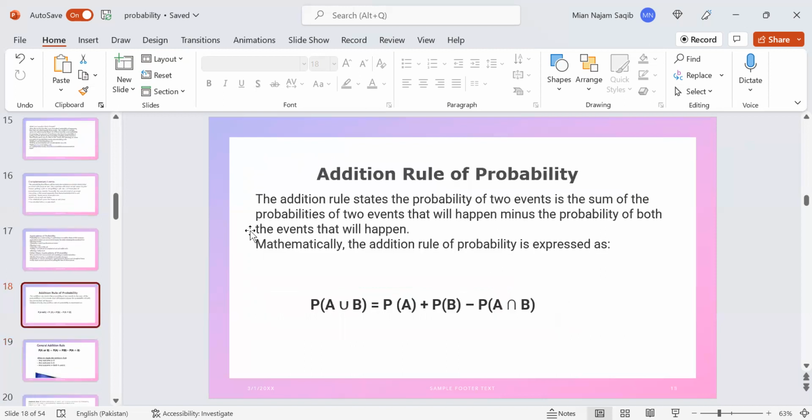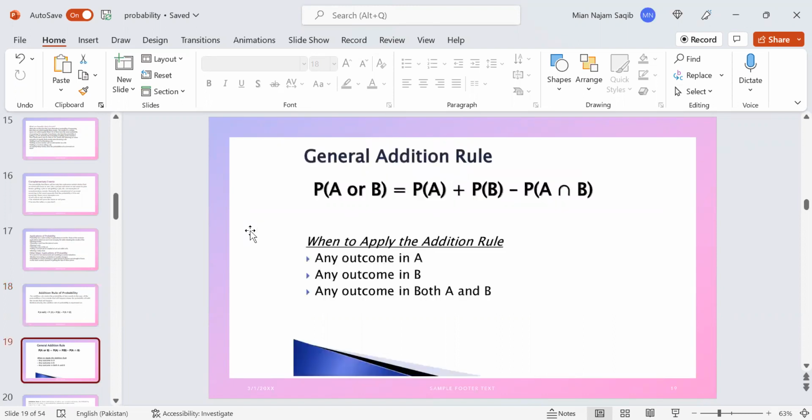Now, the addition rule of probability. The addition rule of probability states that the probability of either of two events happening is the sum of the probabilities of the two events minus the probability of both events happening together. Mathematically, it is expressed as follows: the probability of the union of A and B is equal to the probability of A added to the probability of B minus the probability of the intersection of A and B. So basically, written down and simplified, this is what it means.